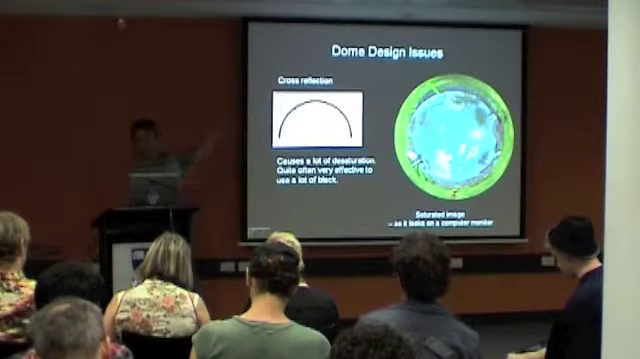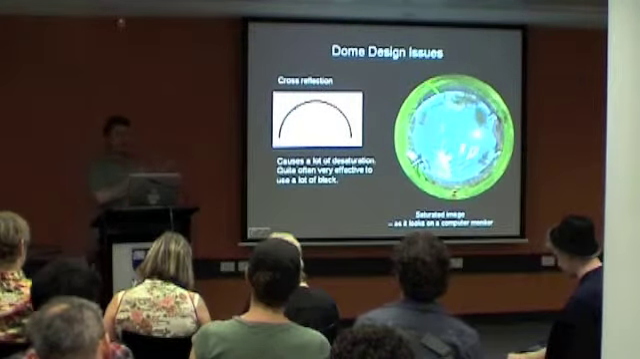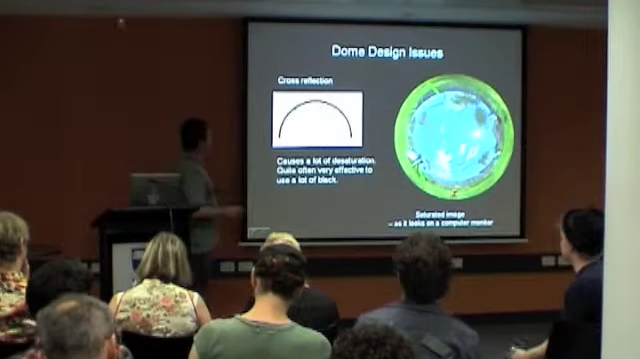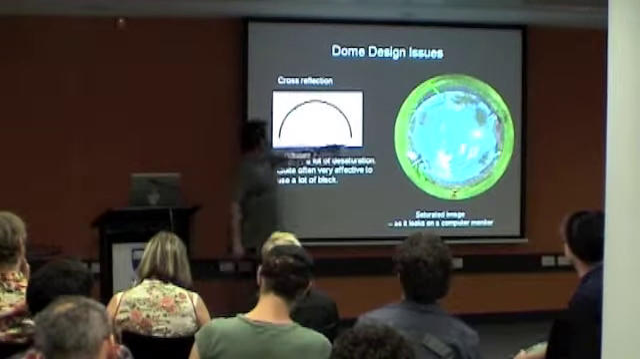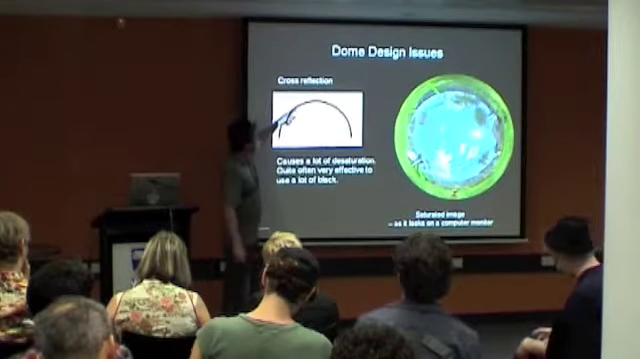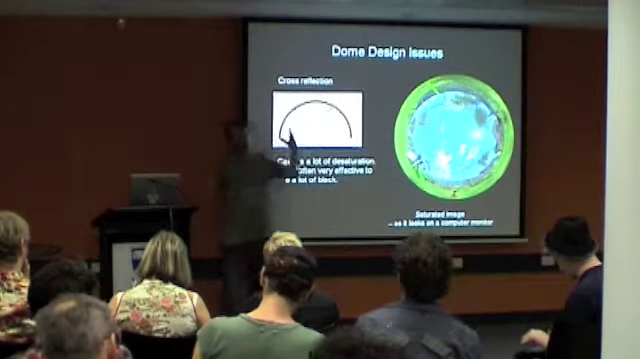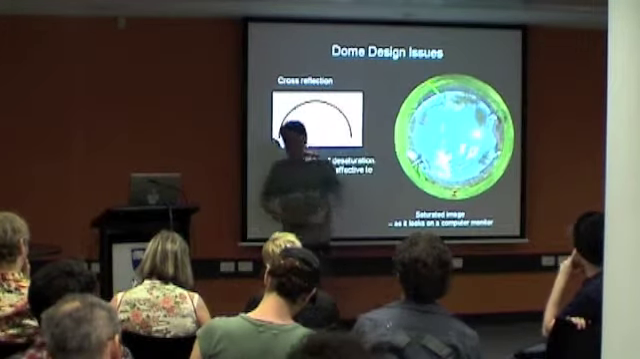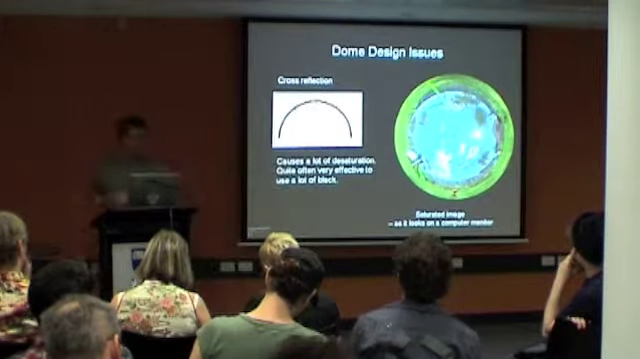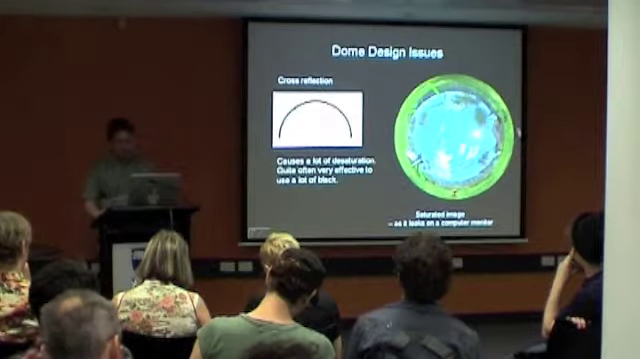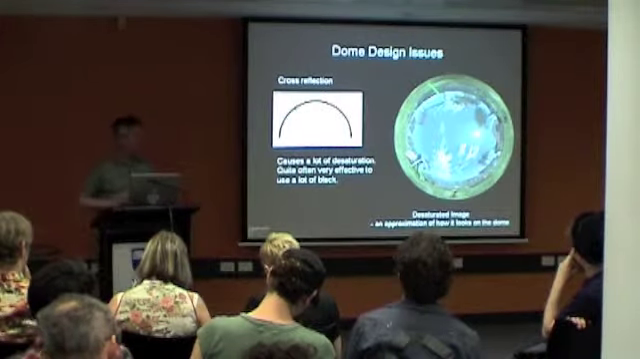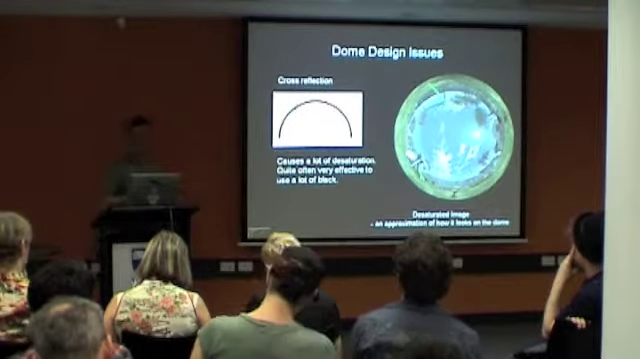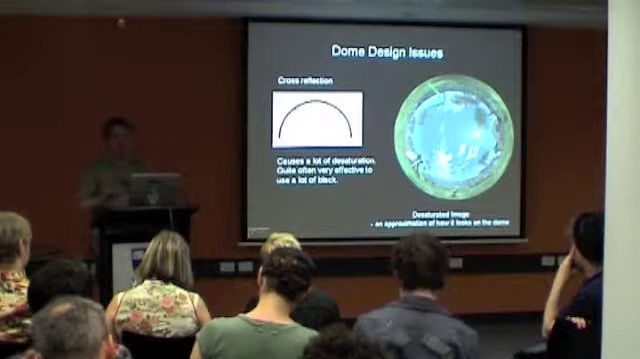Cross reflection. I'll move on to some of these design issues. Ben talked a little bit about cross reflection. Basically, you're projecting into the dome, the light hits here, but then it gets spread everywhere else around the dome. So we have these images that look fantastic on your computer screen. Then you go to project them, and suddenly they look really washed out and flat, and all the colour's gone. It's really hard, and you've got to try and work your way around it.